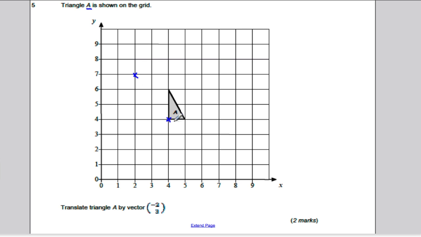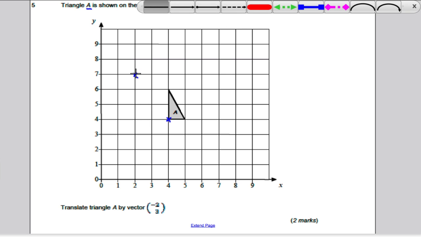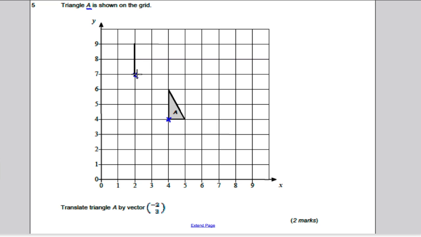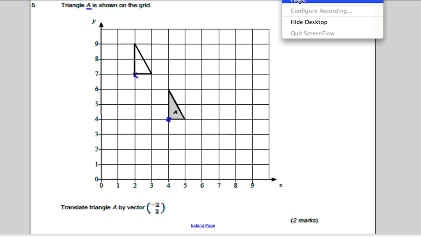That corner moves there. You could move each of the corners the same way, but now I know how to fill in the shape. If that corner has turned to that corner, to fill in the shape, I simply go from here. I go 2 up, 1 across, and join the diagonal. And that is my new image after the translation.